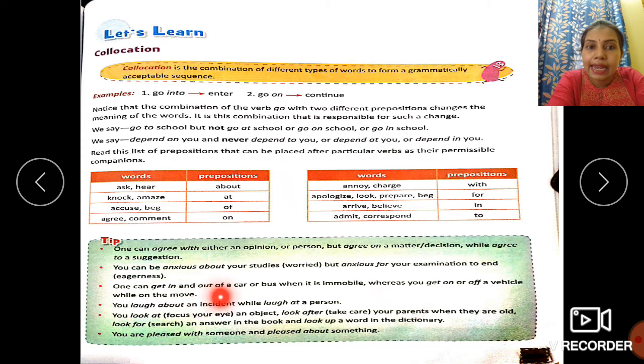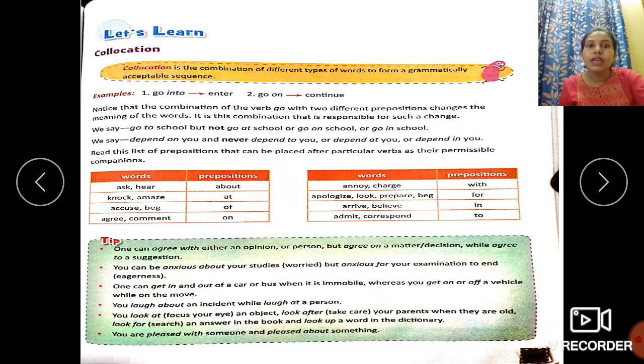One can get in and out of a car or bus when it is immobile, whereas you get on or off a vehicle while on the move. Get into the car, get out of the car, get in the car when it is not moving. But when the vehicle is moving, get on, get off.